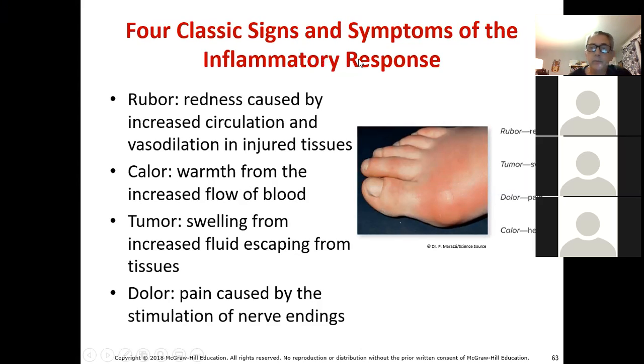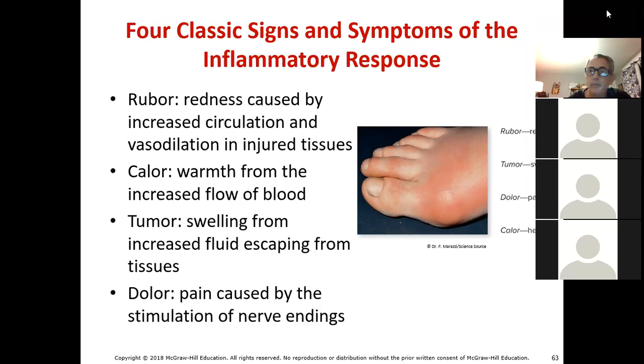Classic signs and symptoms of an inflammatory response. These are older terms: rubor, calor, tumor, dolor. You get redness. And you get swelling, pain, and heat at the site of inflammation. This is due to increased circulation. The blood vessels become enlarged. Fluid leaks out. Immune cells are attracted to the site of the inflammation.